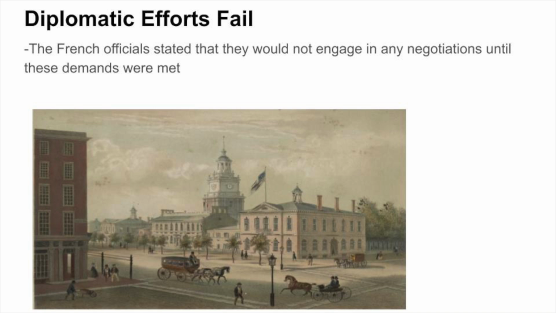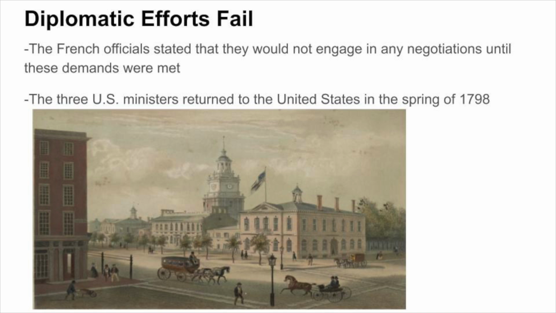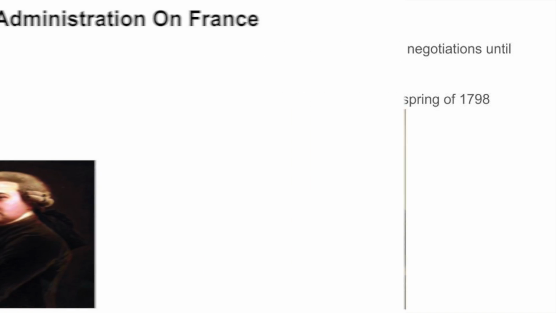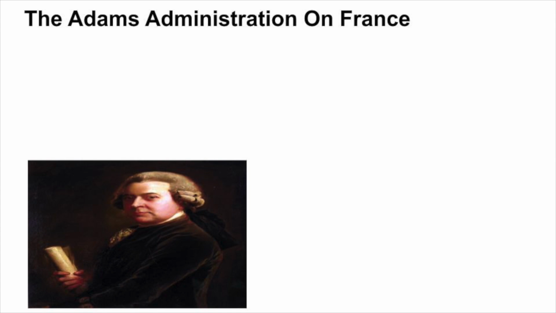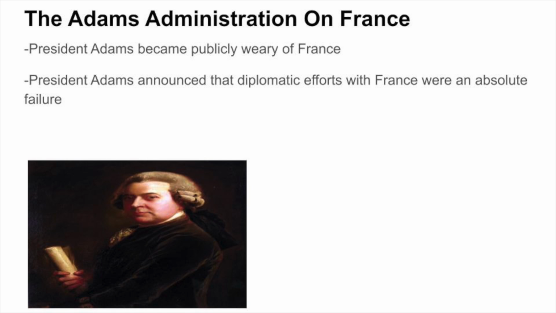Refusing to entertain any notions of corruption, bribery, or apologies, the 3 diplomats returned to the United States in the spring of 1798. The outcome of this meeting made President Adams publicly wary of France. President Adams declared his wariness of the French to the public when he called the attempted negotiations an absolute failure.